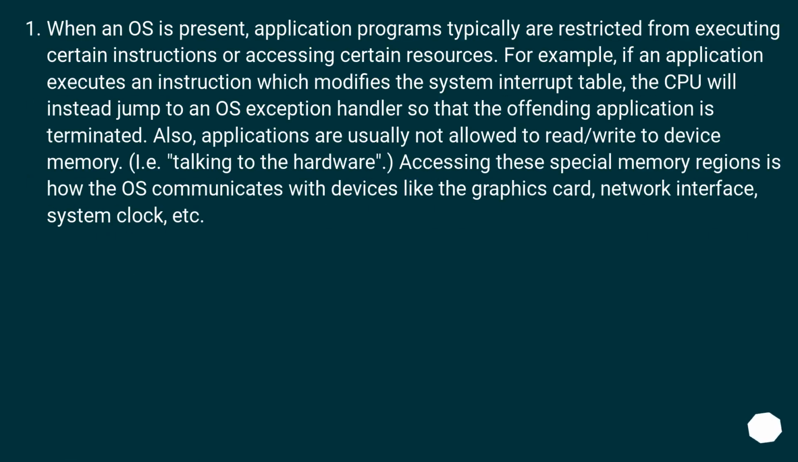When an OS is present, application programs typically are restricted from executing certain instructions or accessing certain resources. For example, if an application executes an instruction which modifies the system interrupt table, the CPU will instead jump to an OS exception handler so that the offending application is terminated. Also, applications are usually not allowed to read/write to device memory, i.e. talking to the hardware. Accessing these special memory regions is how the OS communicates with devices like the graphics card, network interface, system clock, etc.